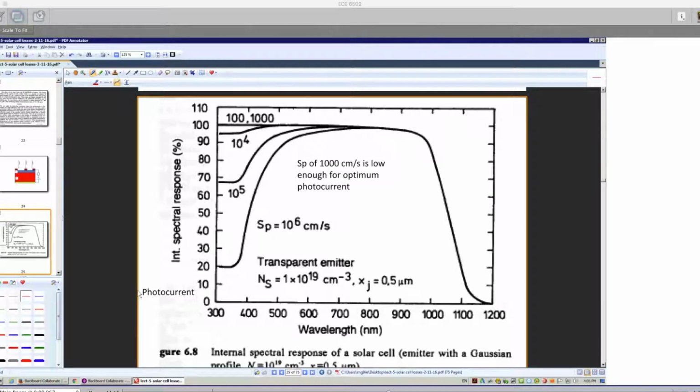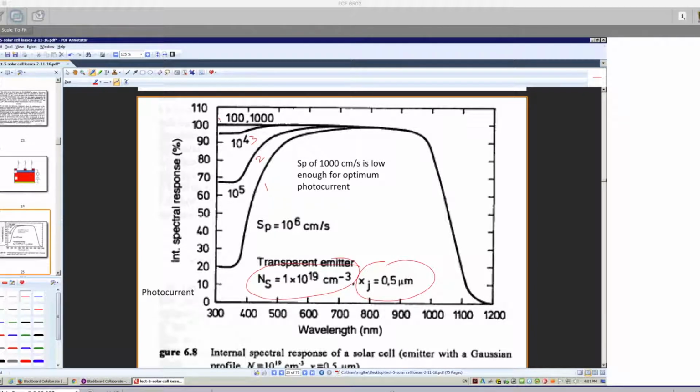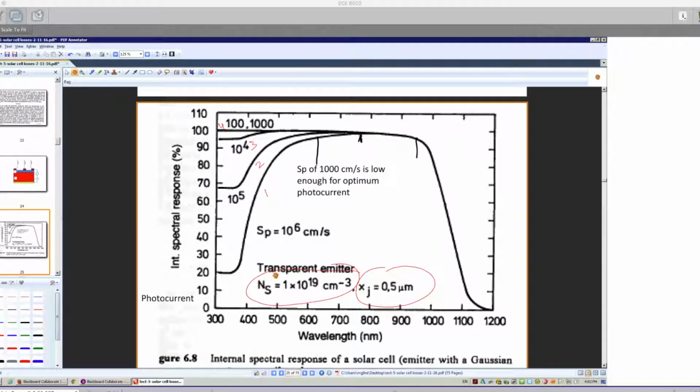Now here are the model results, which assume the junction is located half a micron deep, the surface concentration is 10 to the power 19, and different recombination velocities. Your response curve looks like this. There are 4 different curves. If you look at this curve, your response is close to 100%, that's great, but only in a very narrow wavelength range. Your response goes down in the blue part of the spectrum, and also goes down in the infrared part of the spectrum.